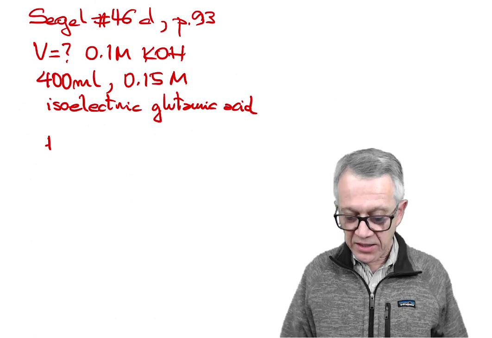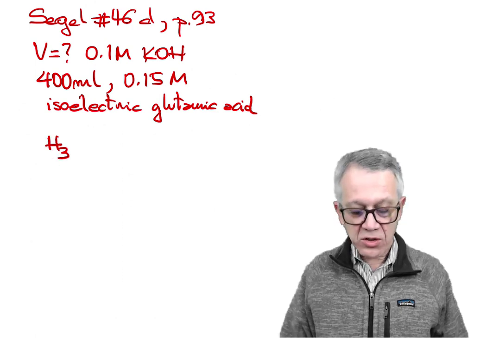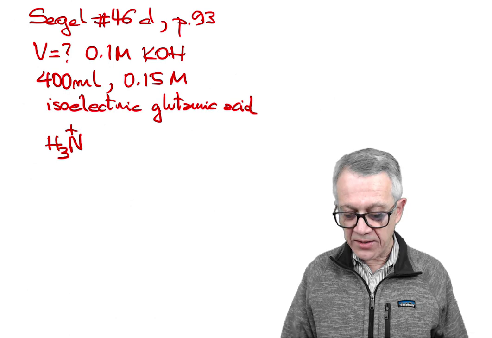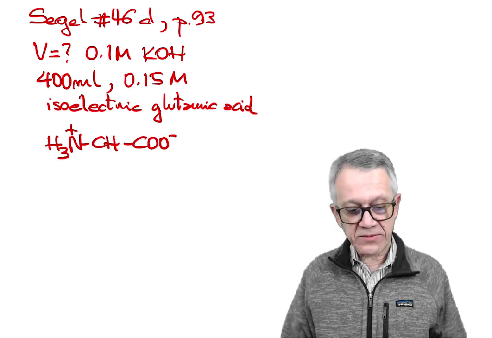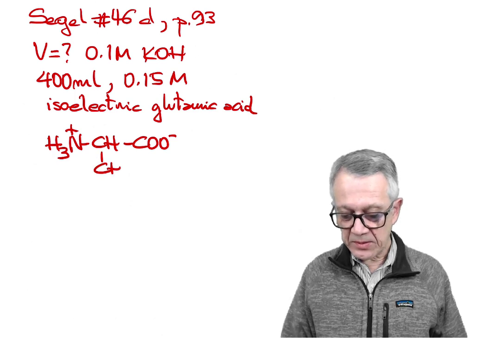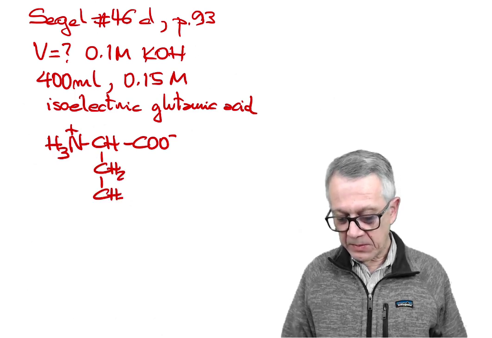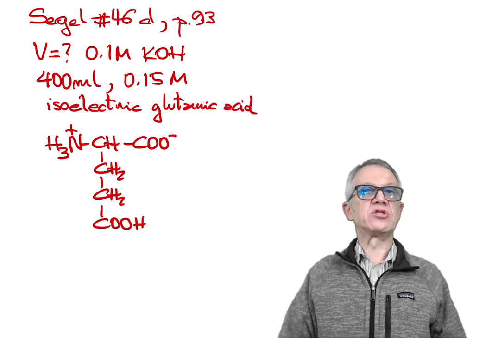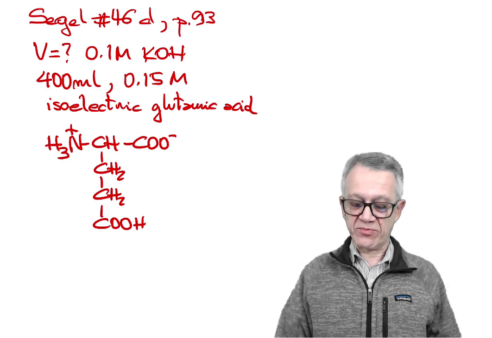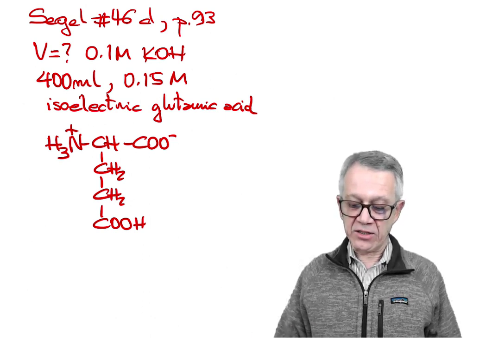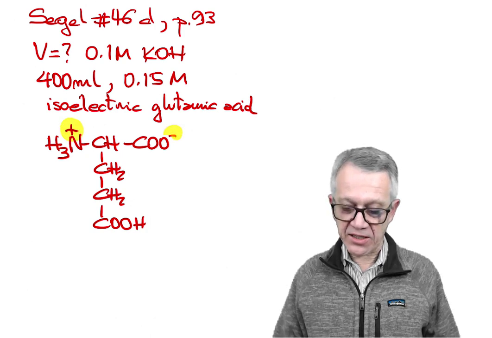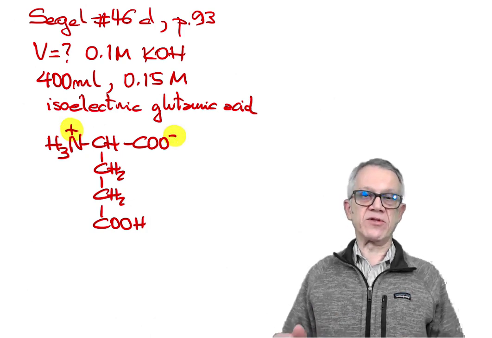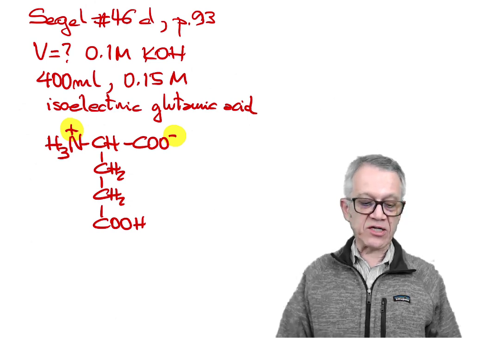So let's write the isoelectric form of glutamic acid, which would be NH3+ CHCOO-. So in other words, it is only enough to remove the first proton to become the isoelectric glutamic acid, right? Because it's the isoelectric, because there is a positive charge and a negative charge, so the overall charge of the molecule is 0. So that's a zwitterion.